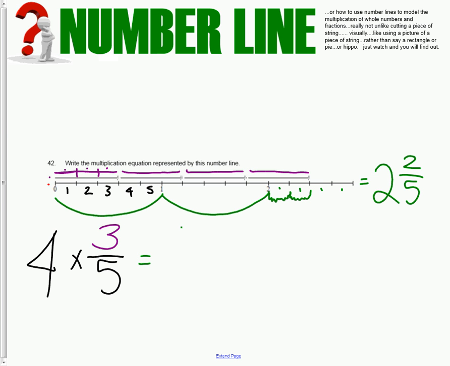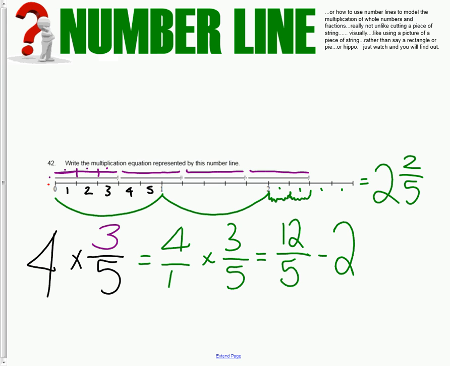So let's do that math. 4 over 1 times 3 over 5 equals... 4 and 5, nothing common there. 3 and 1, nothing common there. So what I end up with is 4 times 3, which is 12, all over 5. That, of course, is an improper fraction. I need to convert that to a mixed number. 5 goes into 12 2 times, with a remainder of 2 over 5. And that's how you would use a number line to represent the multiplication of a fraction and a whole.